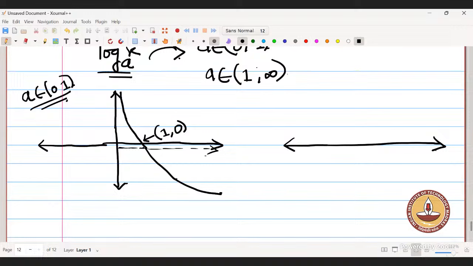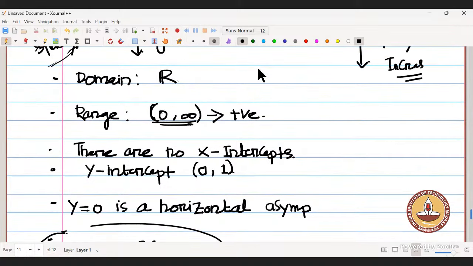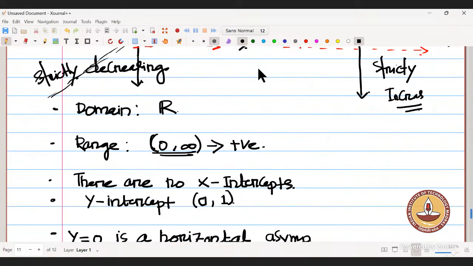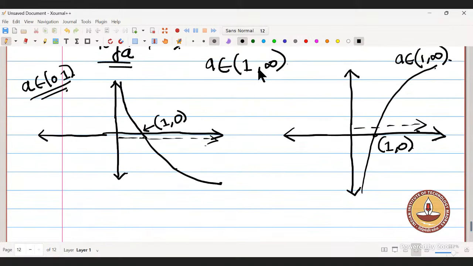And what will be the graph of this one when a is in between? Increasing graph. Increasing. Okay, so this will be something like this, right? So this is an increasing graph, and this point again is 1, 0. And as you can see, if you move, this basically increases. So if you try to compare the properties, what is the obvious thing you need to change? Again, see the domain and range. The domain and range will get reversed, right?